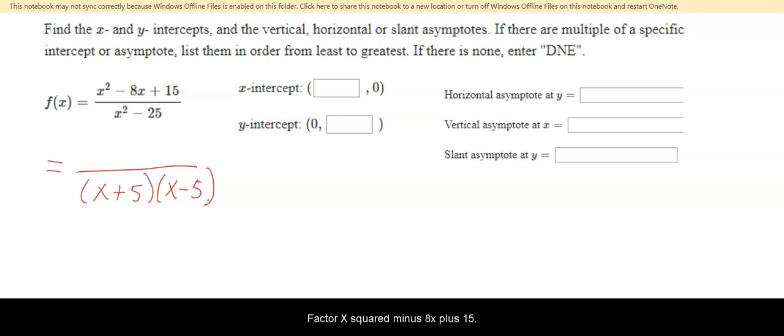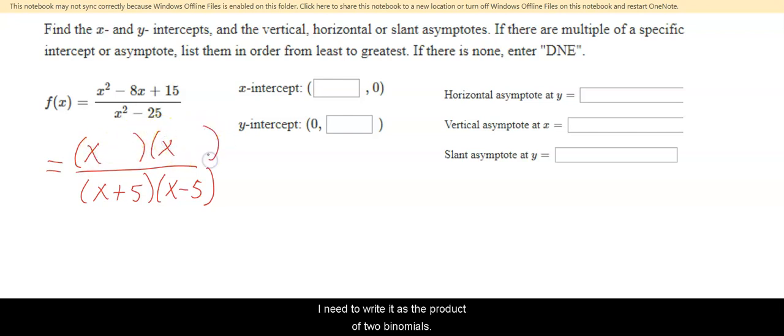To factor x squared minus 8x plus 15, I need to write it as the product of two binomials. The signs in the middle will be the same and both negative, and the factors of 15 that add to give me negative 8 are negative 5 and negative 3. That means I do have the same common factor x minus 5 in the numerator and denominator. When I fully reduce and cancel that, I will be left with x minus 3 over x plus 5.